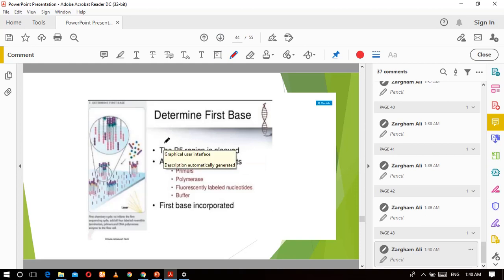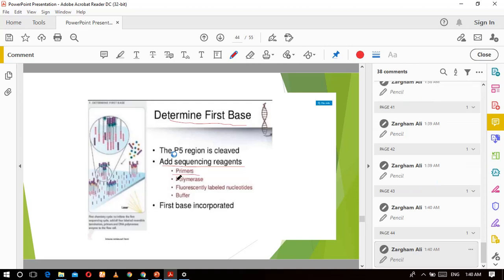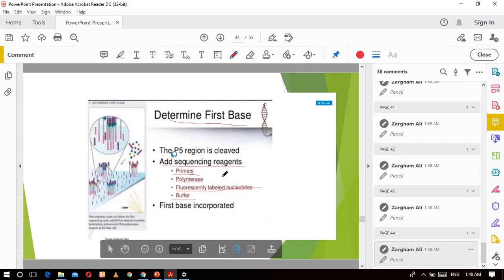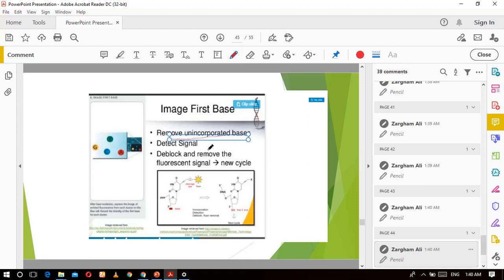Once all the sequences are made, the next step is determining the first base, or insertion of the first base. The sequencing reagents are primers, polymerase, fluorescently labeled nucleotides, and buffer. When all these are completed, our first base is incorporated. We image the first base and remove the unincorporated bases.